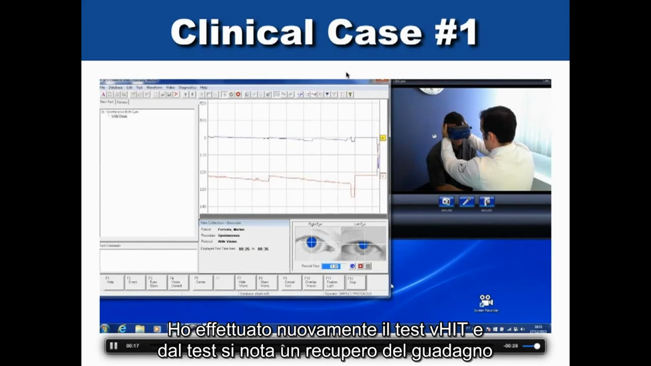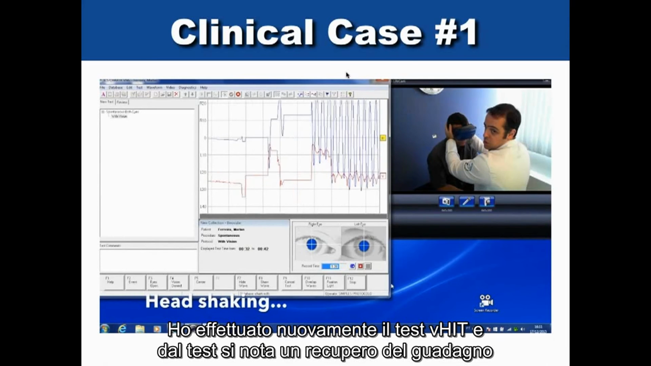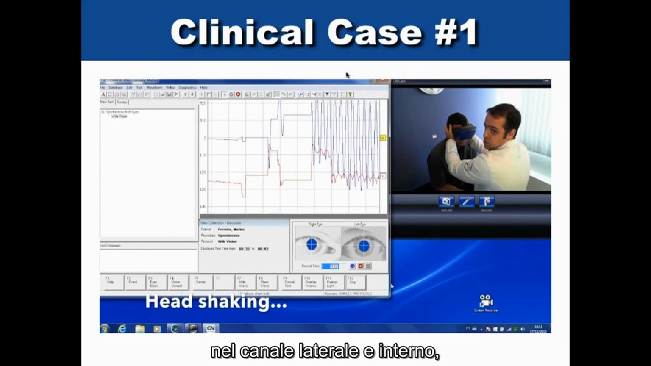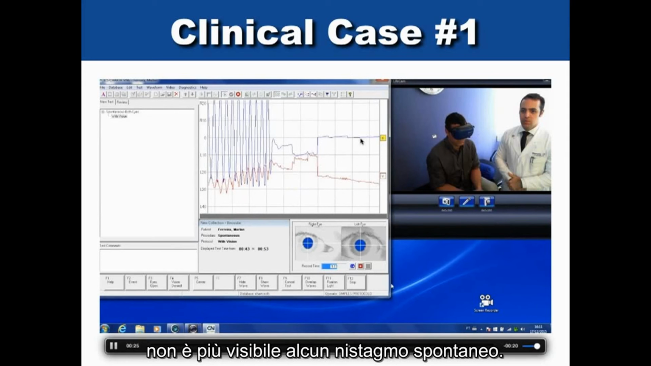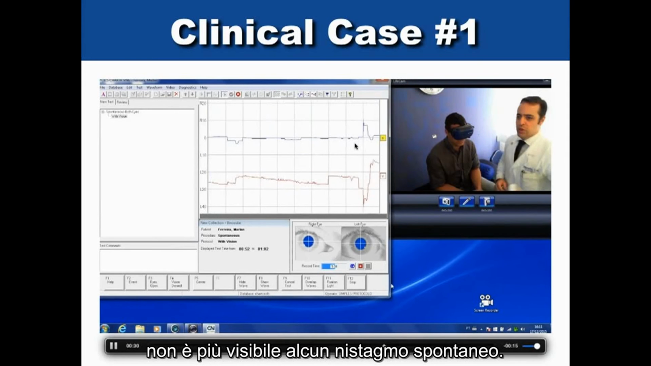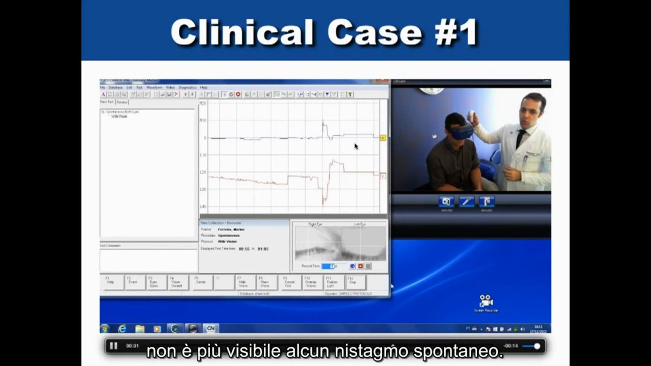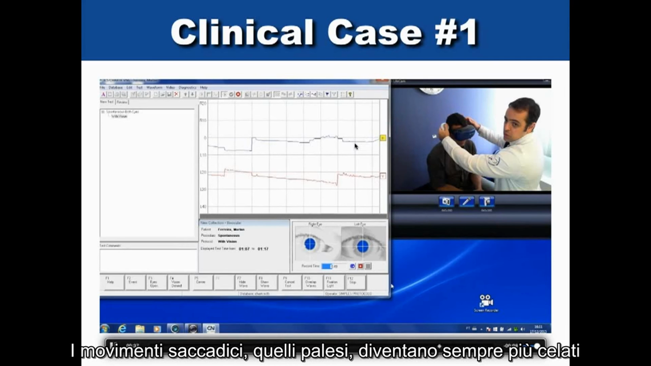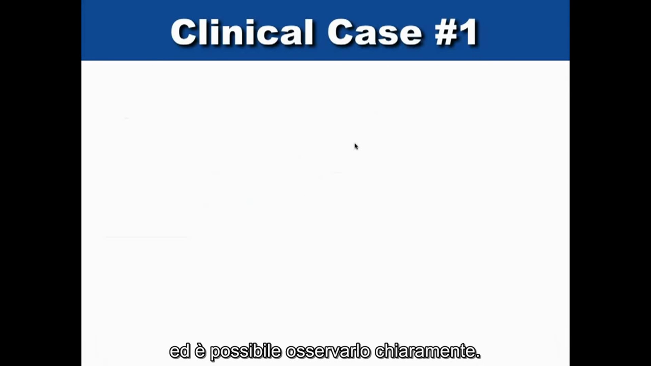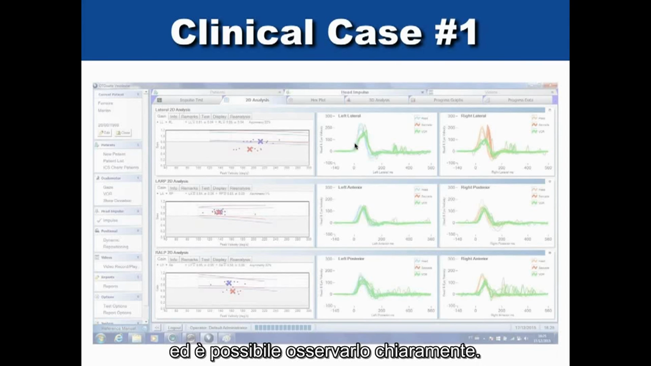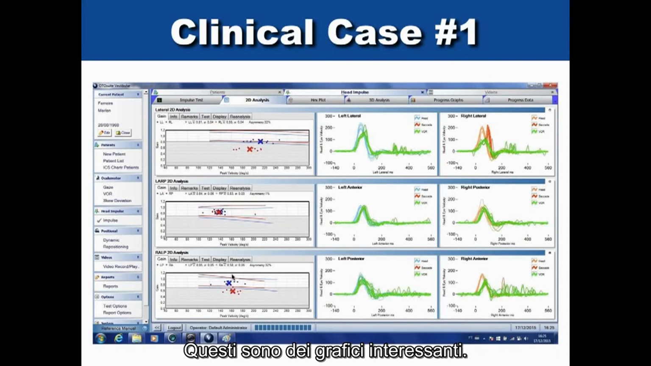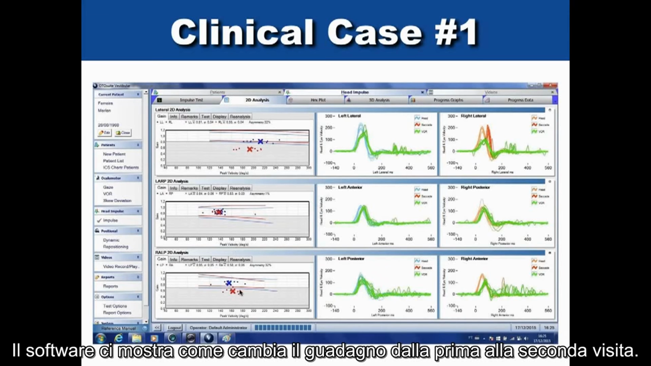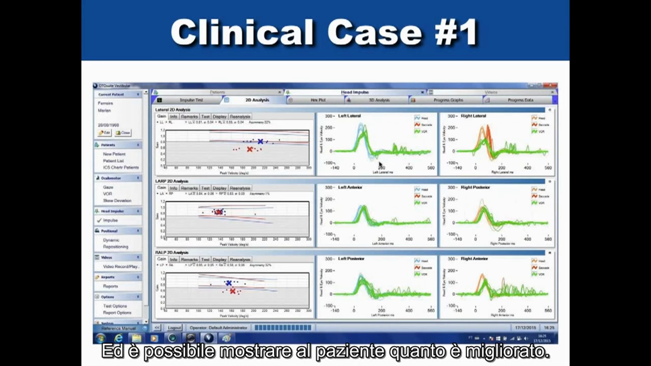And I did the vHIT again. What we see in the vHIT is that the gain is recovering, right, in the lateral canal and the anterior canal. You see no spontaneous nystagmus here anymore. And the saccades, the over-saccades, become much more covert. This is a nice plot, and the software shows us how the gain increases from the first visit to the second visit. And you can show the patient how much he's recovering.